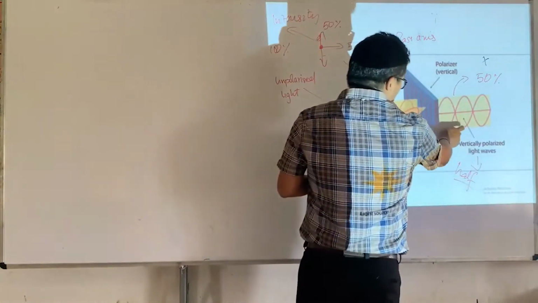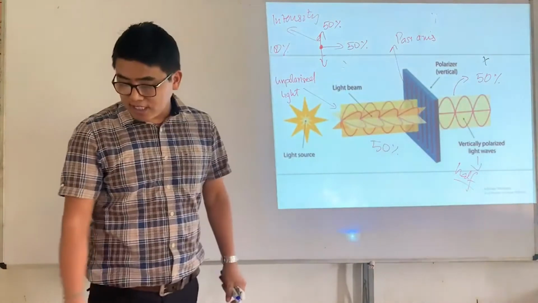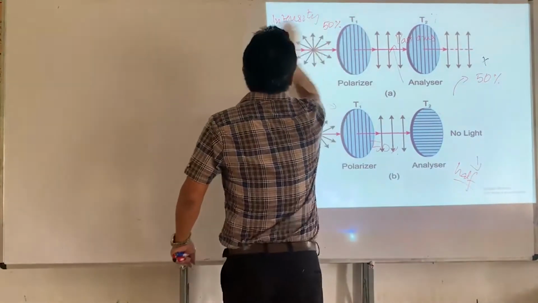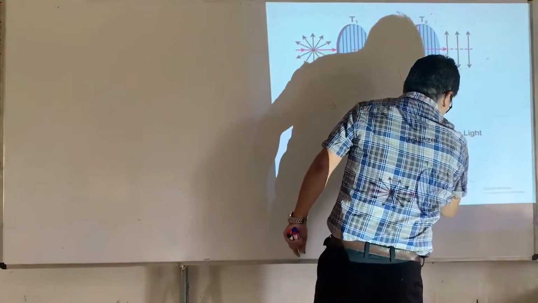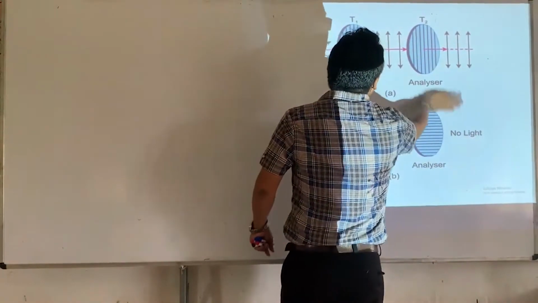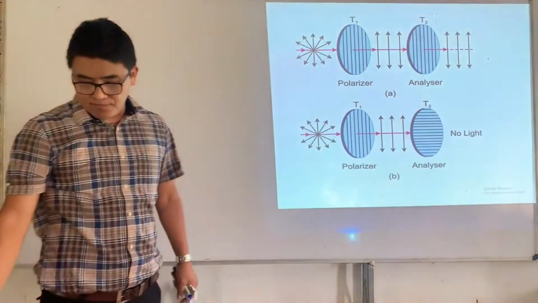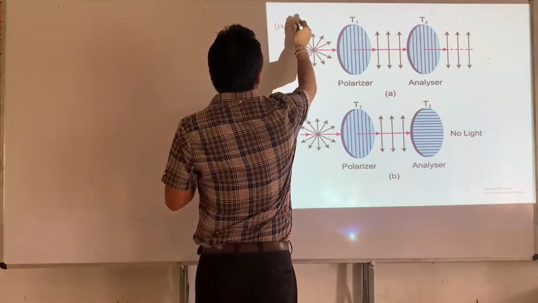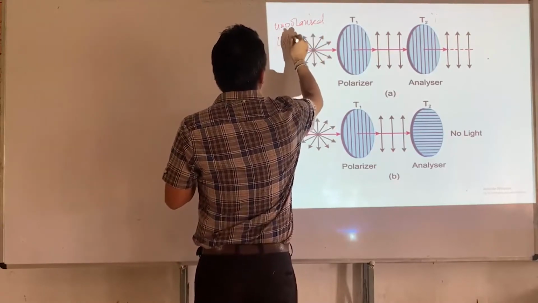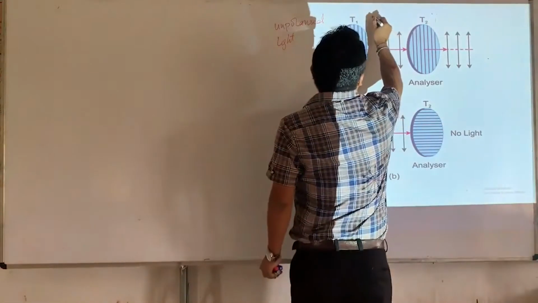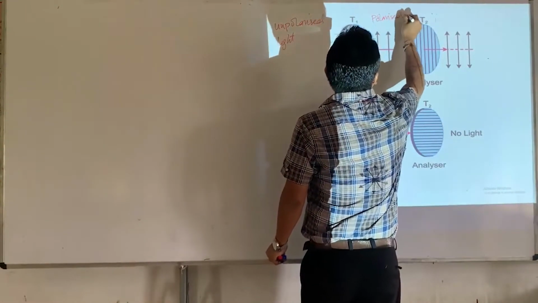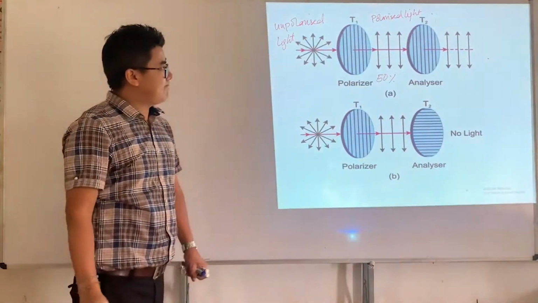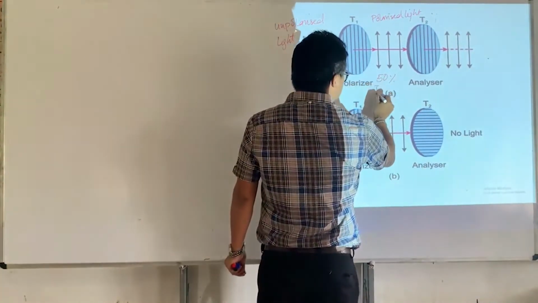So this is one very important point. Now this is polarized light. Once the light is completely polarized, the oscillation is not random. The oscillation is in a particular direction. So this is unpolarized light, and now this becomes polarized light. Intensity reduced to half. And let's say this intensity is I naught.